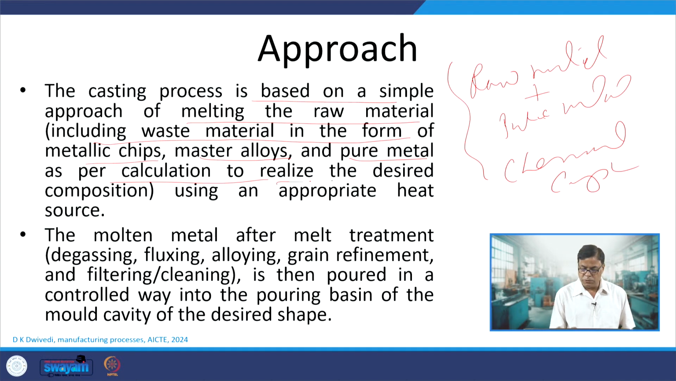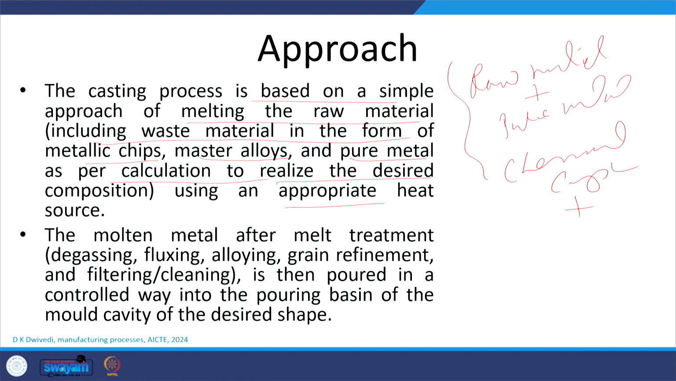And once we realize the desired composition, this raw material is melted using a suitable heat source. That will again depend on the kind of metal. Say if it is a low melting point metal, then we can use even a resistance furnace, or coal fired furnaces, gas fired furnaces. But if these are high temperature, then we use induction or arc based furnaces.